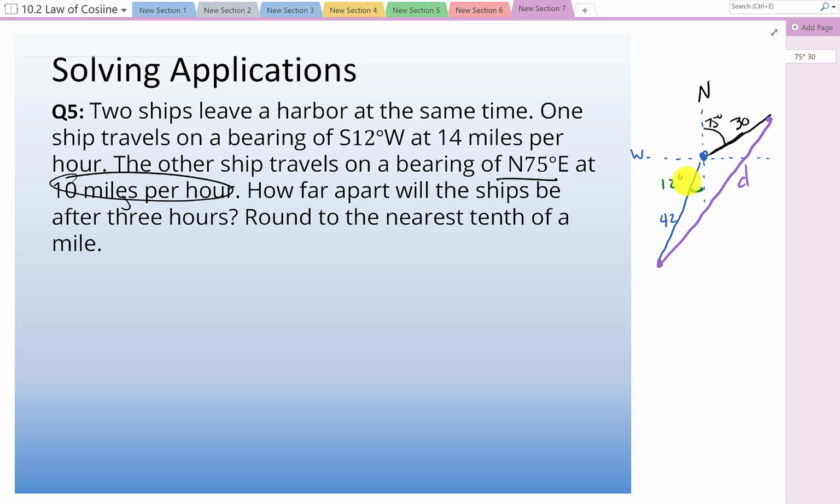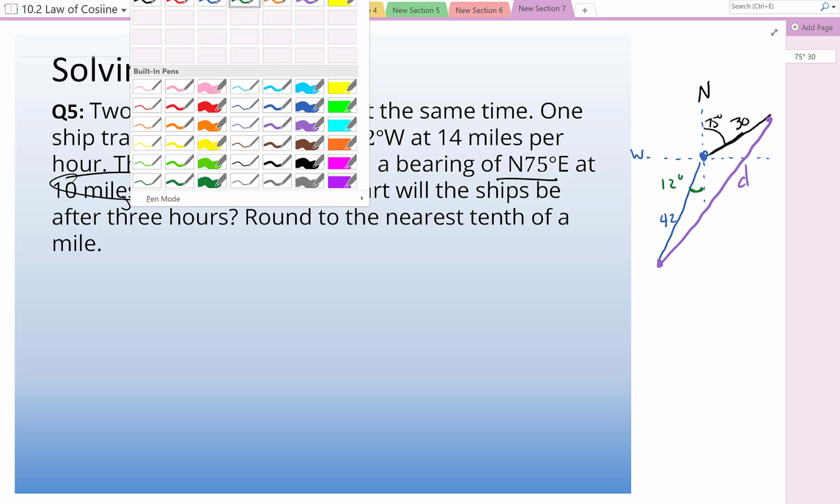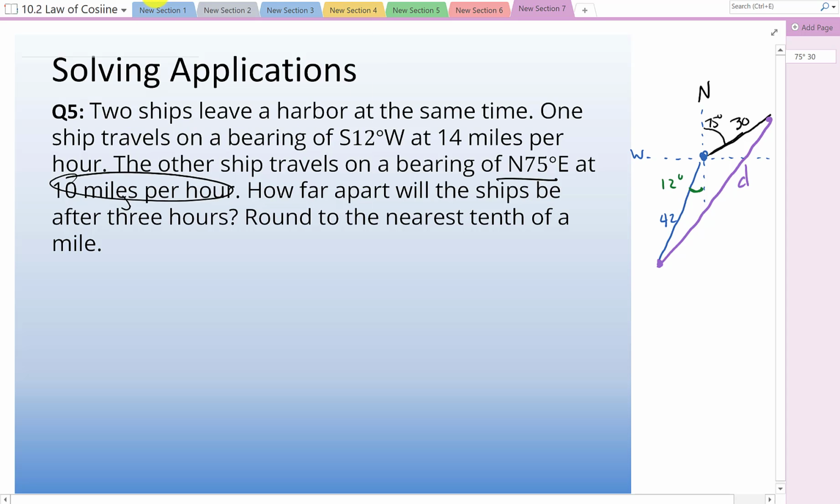Okay, I know two sides of a triangle. Now this is a little congested for me, so when it gets like that, sometimes I just draw the triangle all by itself without all the extra information. And so I know this is 30, I know this is 42, and I know this is D. And I'm trying to find D. I need one more thing, I need an angle.